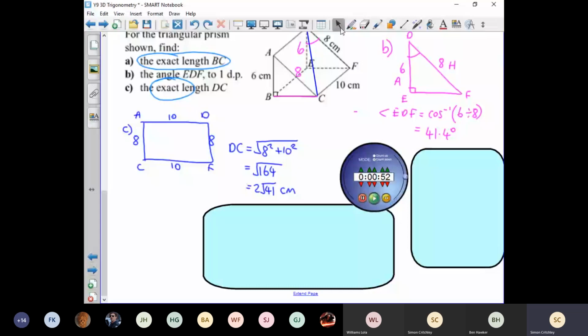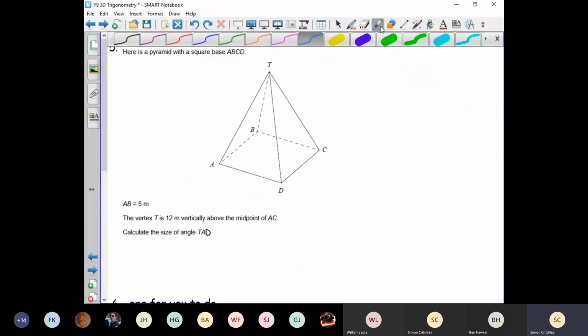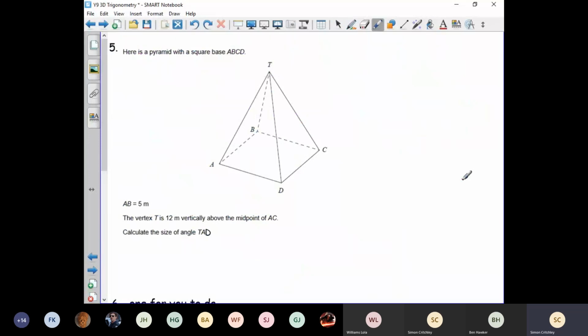Right, should we just do one last one together then? Then I'll just explain the task to you for the week. Okay, before we get going, this is a GCSE question. We'll just finish on this one. So we'll read it together first.